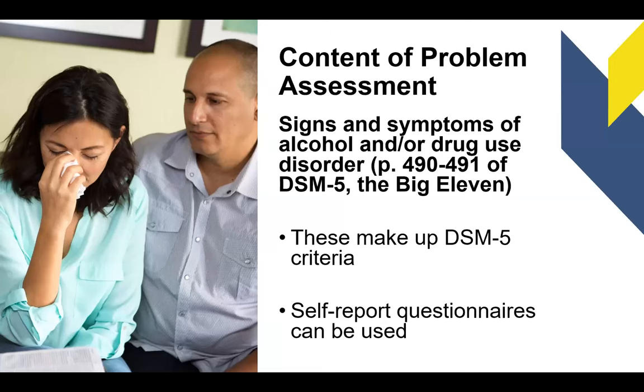Again, we're going to continue to build on this content of problem assessment, looking at the signs and symptoms of one's substance use. We know in DSM-5, on pages 490 and 491, there's the big 11, I call them. Those are the 11 substance use disorder criteria that are how we determine the level or severity of a person's substance use disorder diagnostically. I think the TR has just recently come out this year, and I think those page numbers are different now. But in the DSM-5, it's located on those two pages specifically.